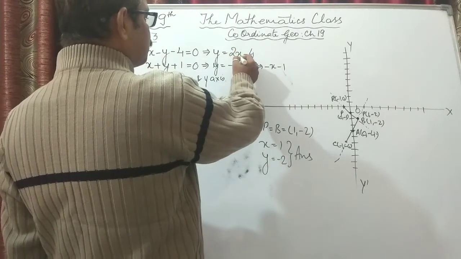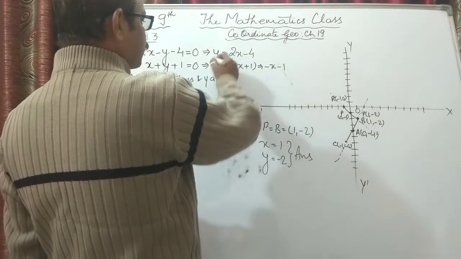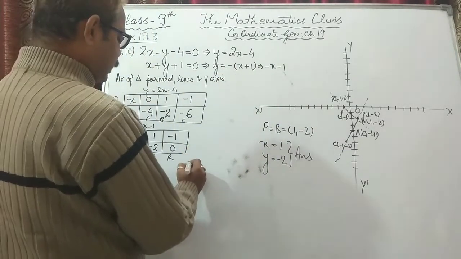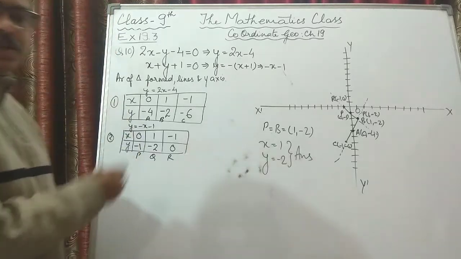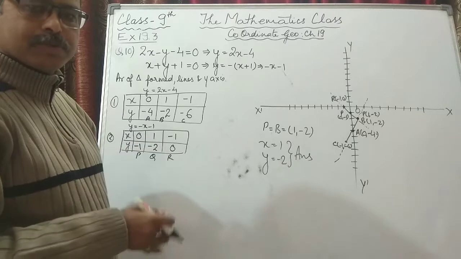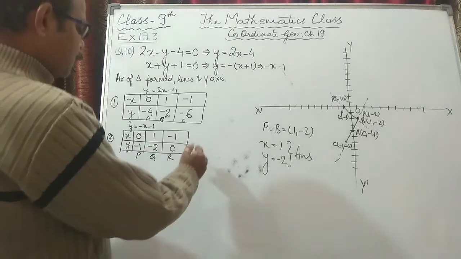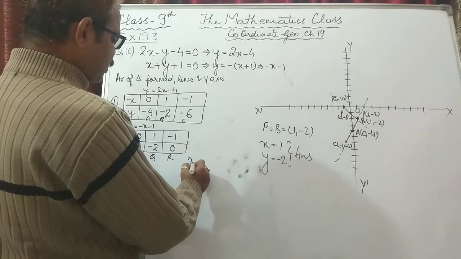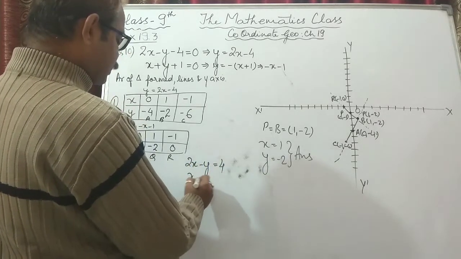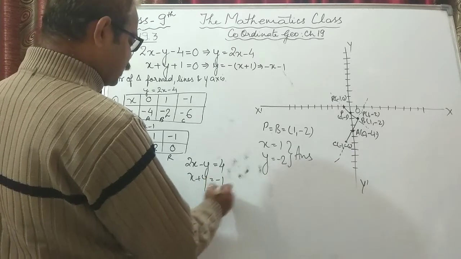So 2 ones are 2, minus 4. If you want, you can just calculate. How to calculate? Solve these equations with the help of either the elimination method, substitution method, or cross multiplication method. So we will solve it just to check: 2x minus y is equal to 4 and x plus y is equal to -1.